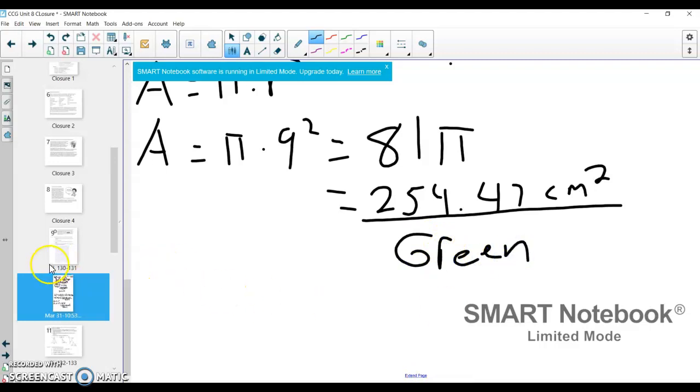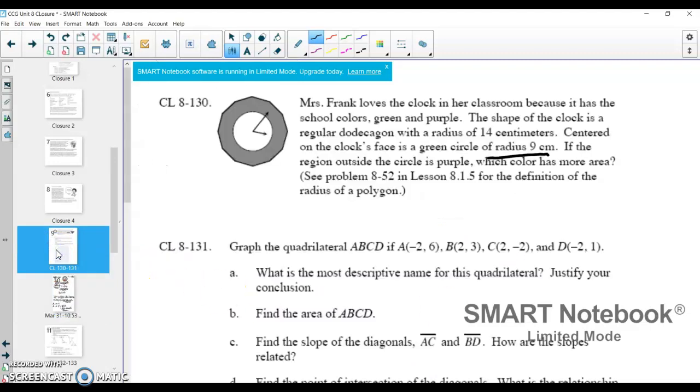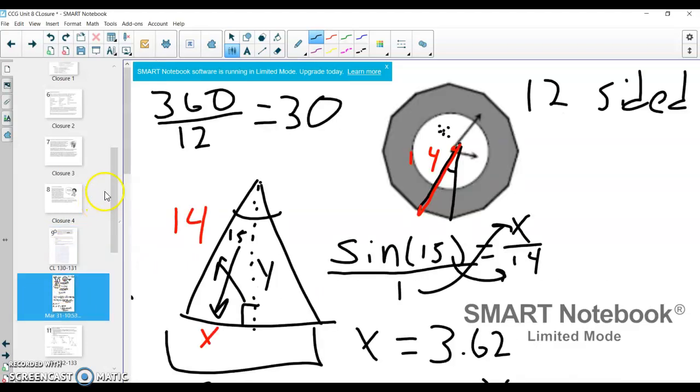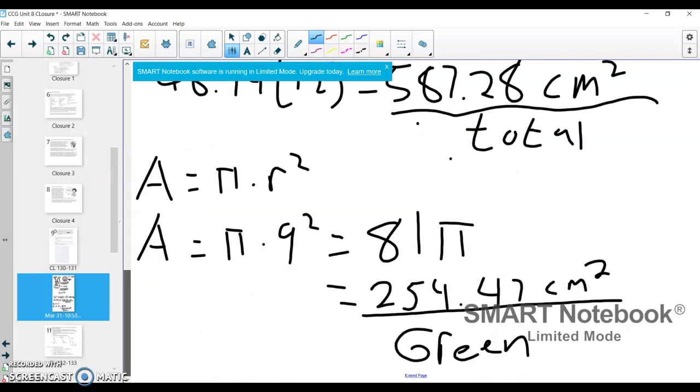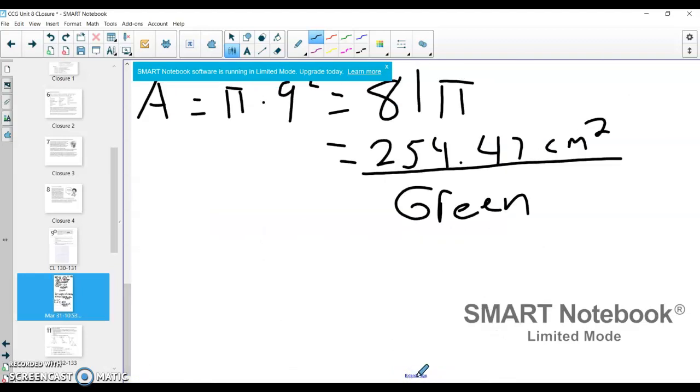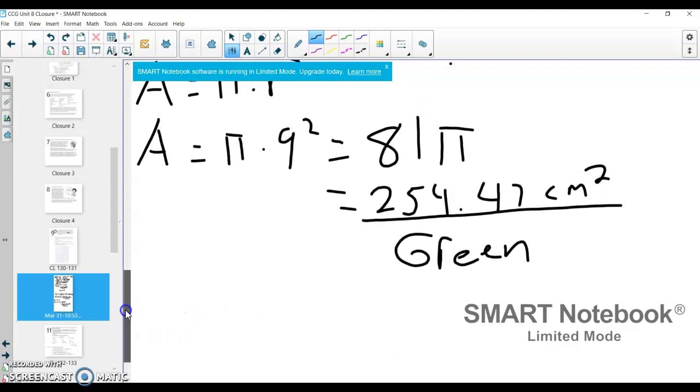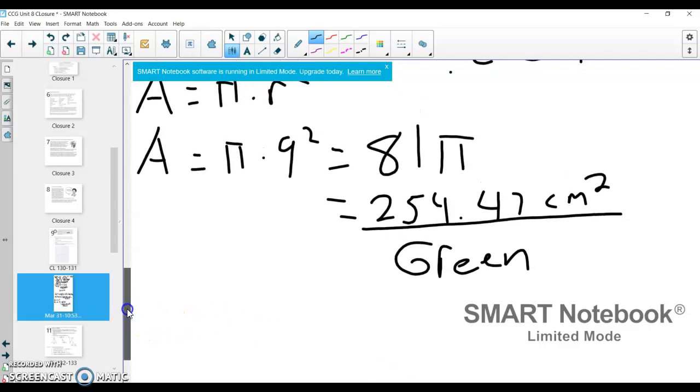If I want to find my purple area, what I have to do is take my total area and subtract out the green area, and I'm going to be left with just purple. And then that'll answer my question of what's more, the green area or purple area. All right, so we've got only one step to go here, and we can do that.